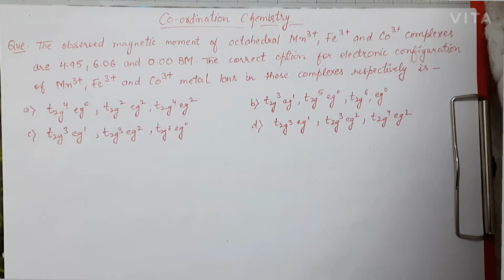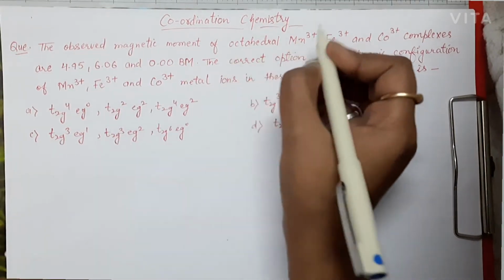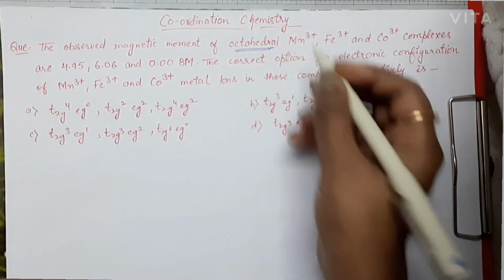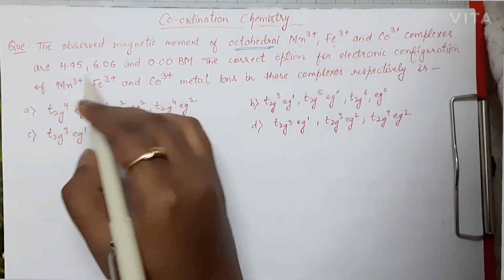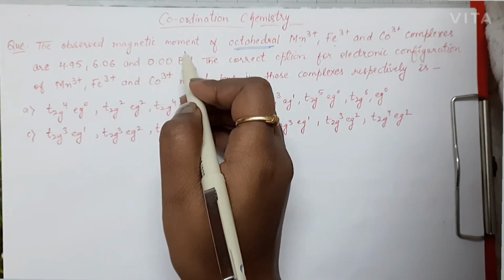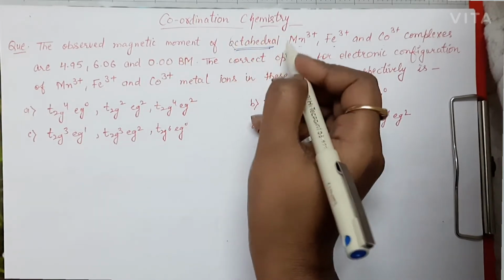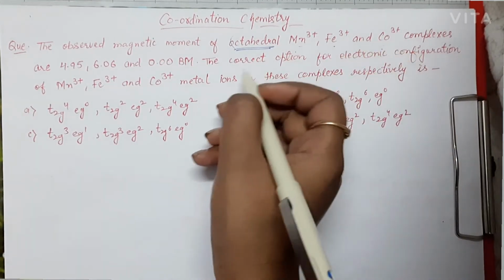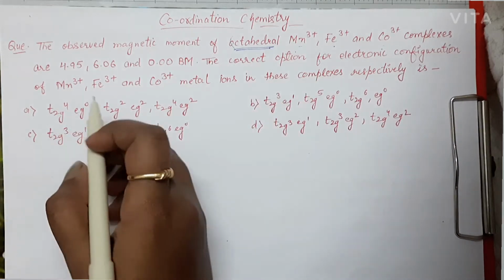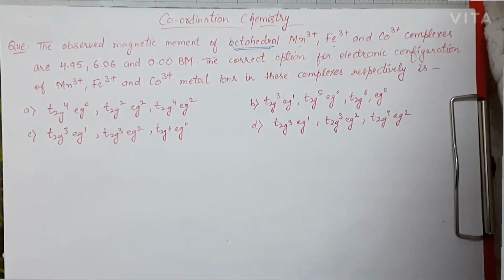So in this particular video we are going to solve some of the previous year questions of coordination chemistry which have been asked in the IIT JAM exam. The first question given to us says that the observed magnetic moments of octahedral Mn3+, Fe3+ and Co3+ complexes are these. So they have given the magnetic moment when there has been octahedral splitting in the complexes of these three, and we have to find out the correct electronic configuration of these three ions in the complexes.